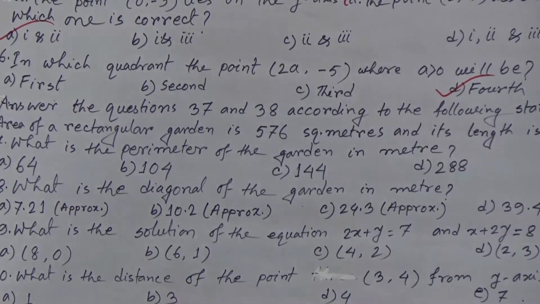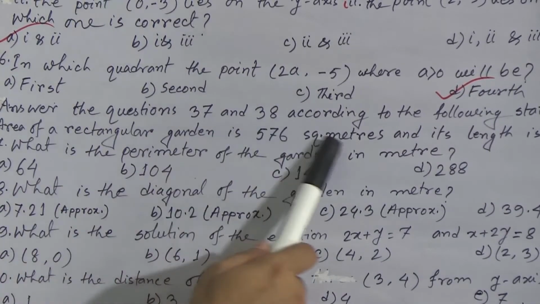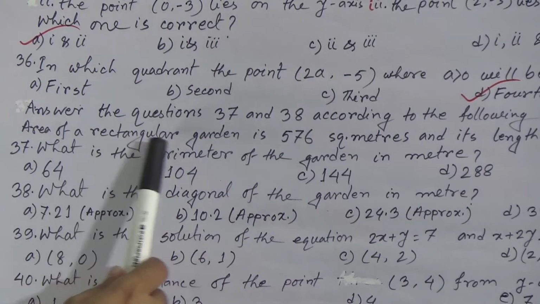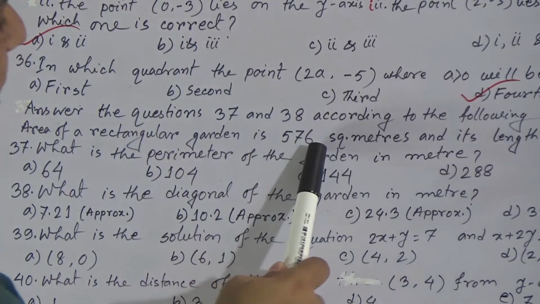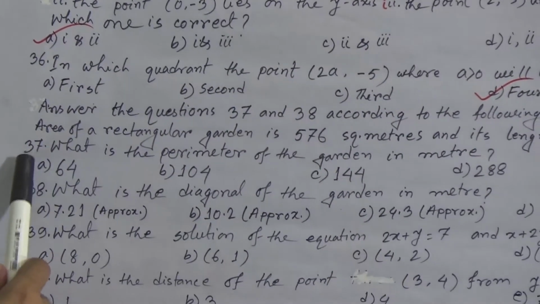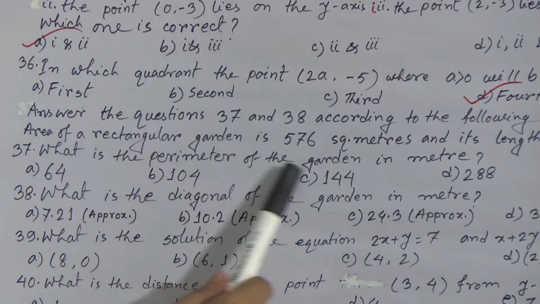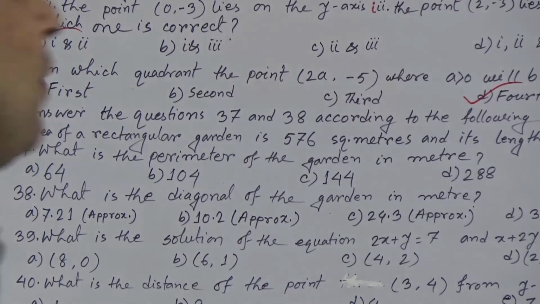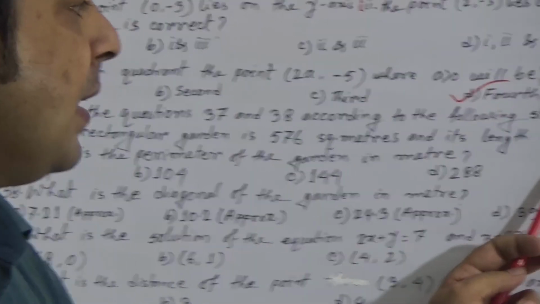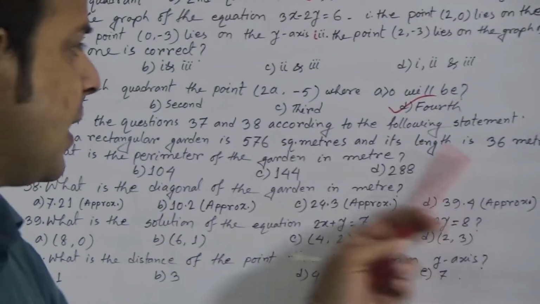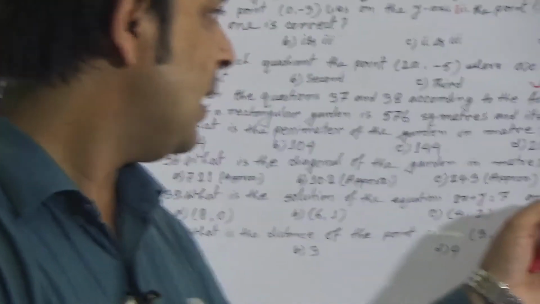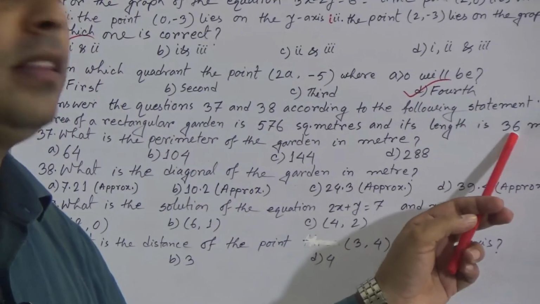Now I have to answer questions 37 and 38 depending on the given information: the area of a rectangular garden is 576 square meters and its length is 36 meters. First question 37, what is the perimeter of the garden in meters? Dear students, to find the perimeter we need length and breadth. Length is given, so if we divide the area by the length we will get the breadth.